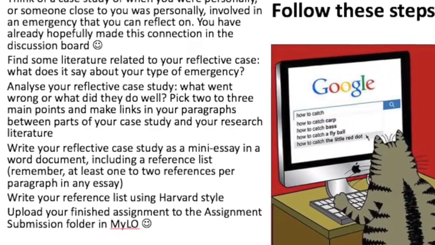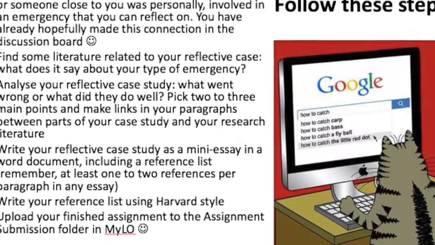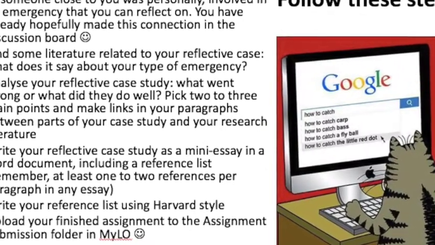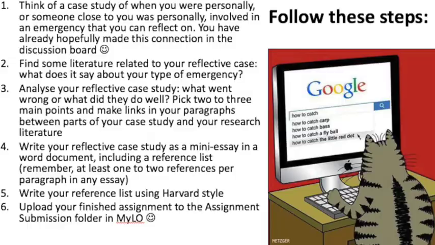You might want to focus on each of those, or depending on how many words you use up, you might be able to pick 3 points. Pick 2 to 3 main points and make links in your paragraphs between parts of your case study that you're talking about and your research literature, most importantly. So what does best practice tell us in relation to the type of emergency or disaster that you're discussing? And how then does that relate back? How do you know, for example, that your experience wasn't best practice? What does the research tell us about that stuff?